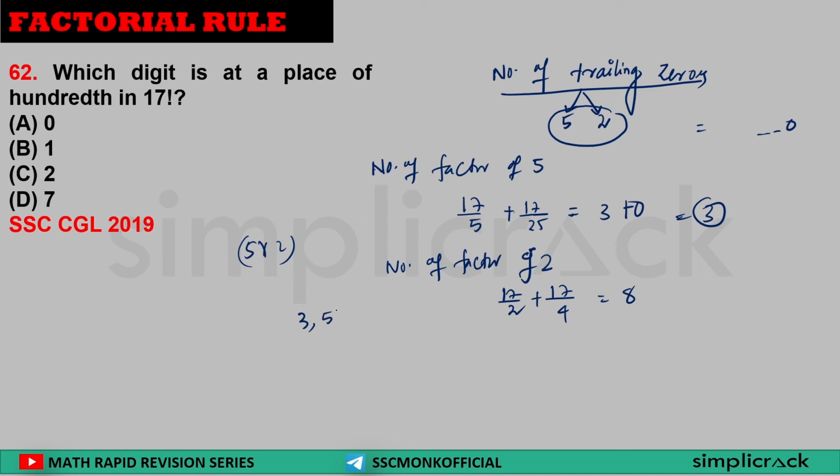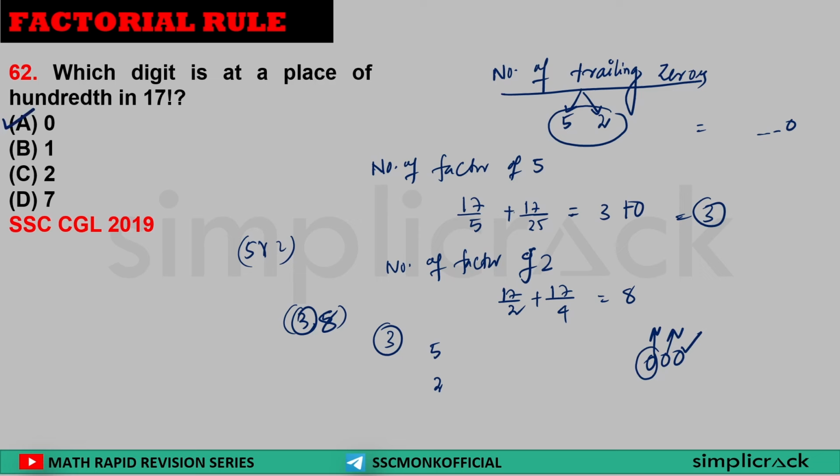Now see, 3 and 5 are here, 3 and 8 are here. What is the minimum? 3. So there are 3 5s and 3 2s. That means it will get me how many 0s in the end? 3 0s at the end. So what is the 100th place? The unit digit will be 0, the 10th digit will be 0, and the 100th digit will also be 0. So the answer is option A.